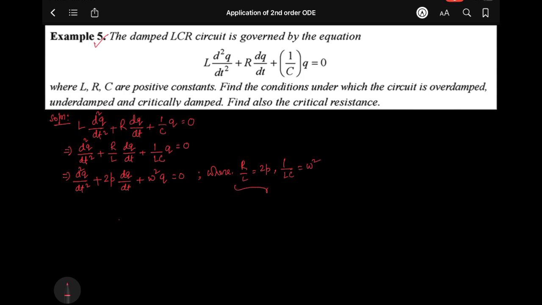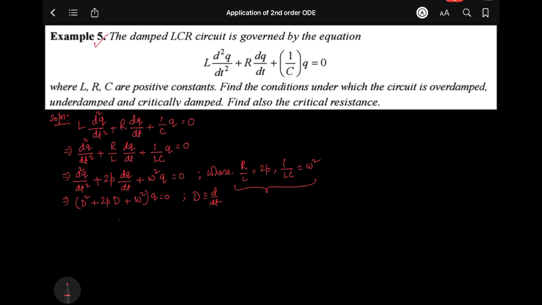So why we are taking this? It has its own physical interpretation. From physics LCR circuit you will get a more clear idea. Okay, for the time being, in place of R by L you can take any constant, in place of 1 by LC you can take any constant, but to get a particular form we are considering these quantities 2p and omega square respectively, so that we get this form, that is D square plus 2p D plus omega square q is equal to 0, where D stands for d dt.